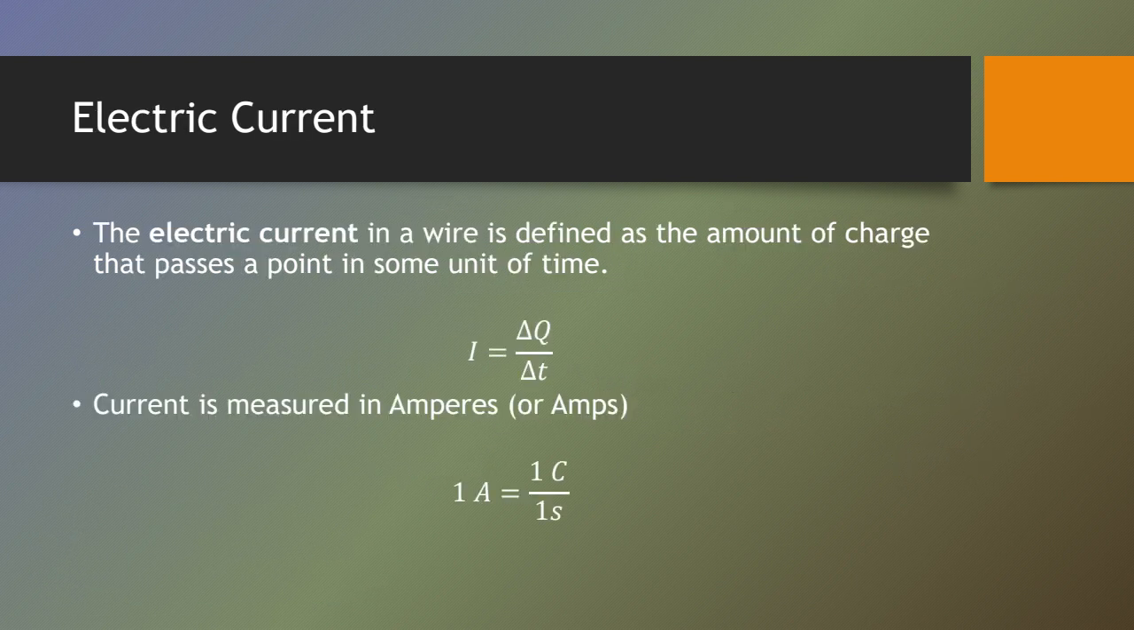We also talked about electric current this week. Current in a wire is defined as the amount of charge that passes a point in some unit time. Right? So the amount of charge per unit time is how we measure current. Current is measured in amperes, or just amps, and 1 amp is equal to 1 coulomb per second. And remember, 1 coulomb of charge is a lot. So 1 coulomb of charge passing any point in 1 second is a lot. 1 amp of current is extremely dangerous. Most currents are much, much less than that.